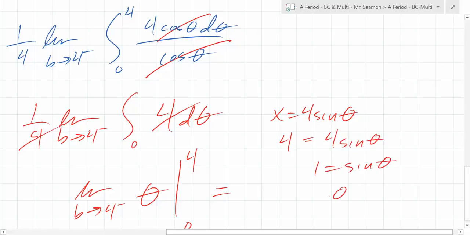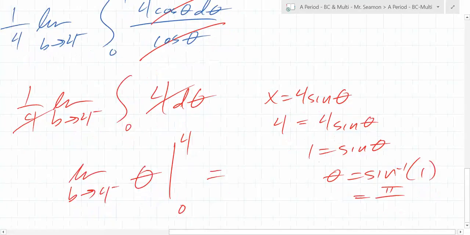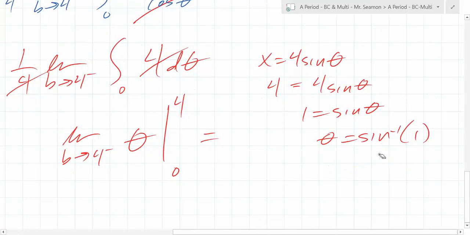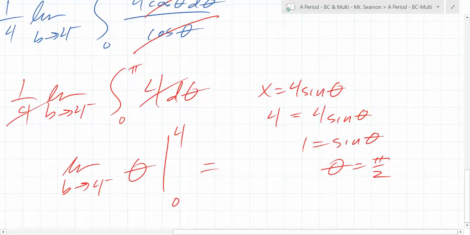So what does that theta become? Sine inverse of 1, which is pi over... The sine of what is 1? Sine of pi over 2 is 1. Oh, yeah. Well, this explains how they got their answer in pi over 2. So is it okay for 0 to pi over 2? There you go. That's a lot better.